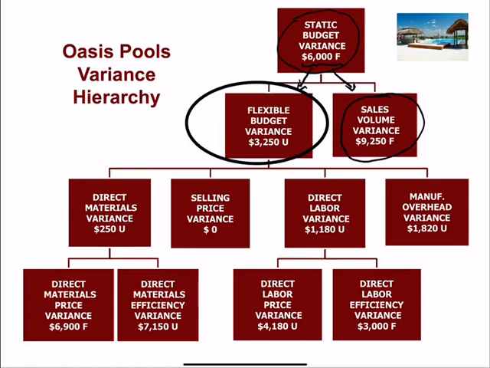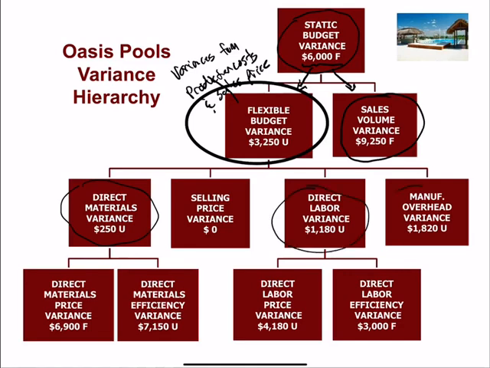And the flexible budget variance is really the variances from production costs and sales price. So know that at the highest level, the flex budget variance is all the variances from manufacturing costs and changes in sales price. And as you look down here, you'll see manufacturing cost, manufacturing cost, manufacturing cost, and sales price.